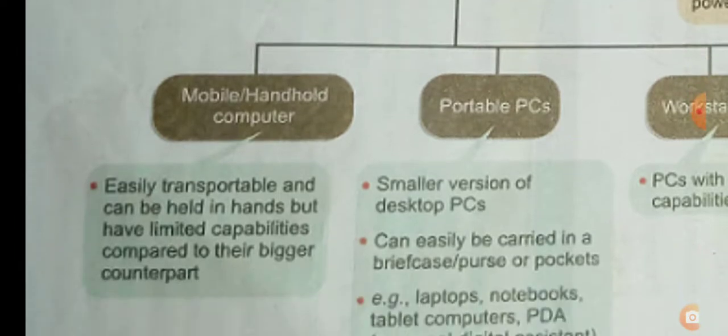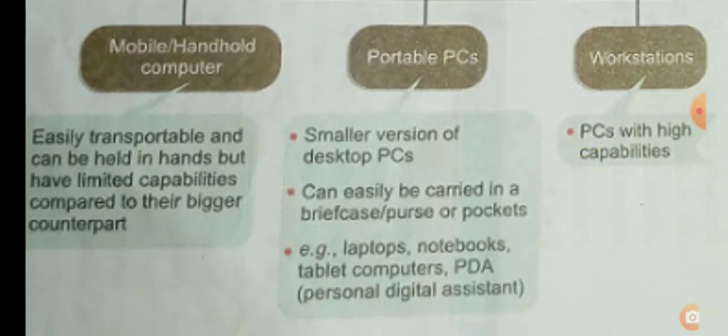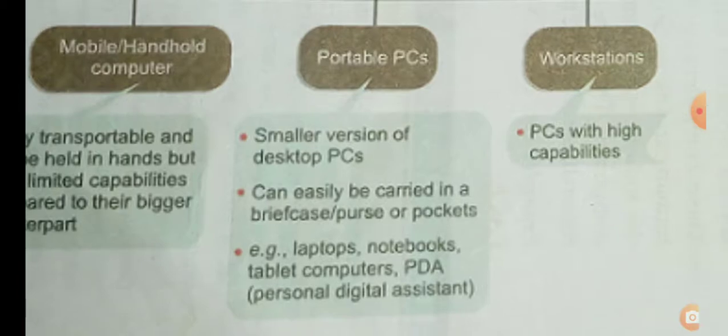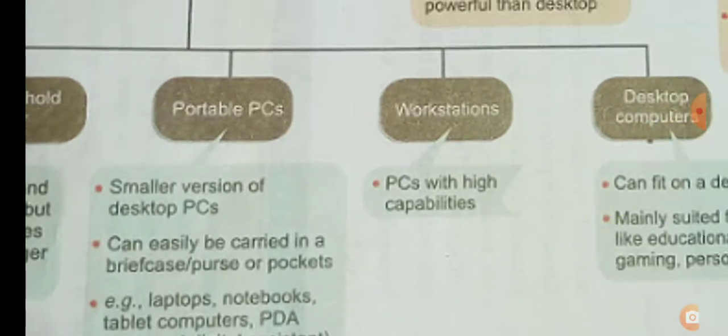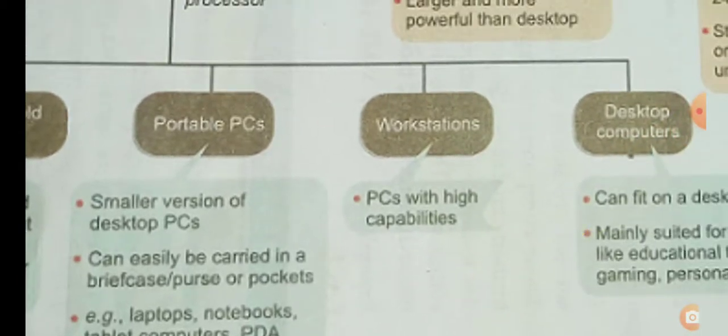So mobile or handheld computers are easily transportable and can be held in hands, but have limited capabilities compared to their bigger counterparts. While portable PCs are a smaller version of the desktop PCs, and can easily be carried in a briefcase. Examples of portable PCs are laptops, notebooks, tablet computers, PDA, that is personal digital assistant. And third is workstation. Workstations are basically PCs with high capabilities.